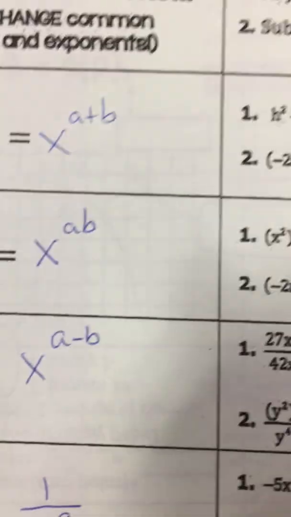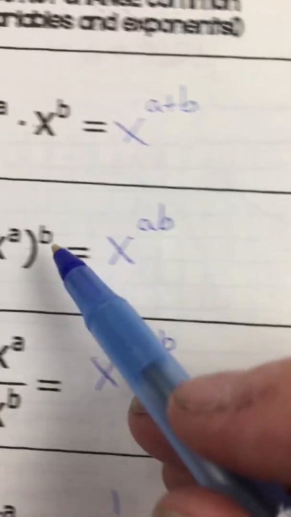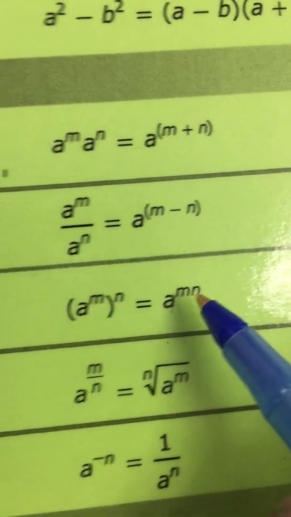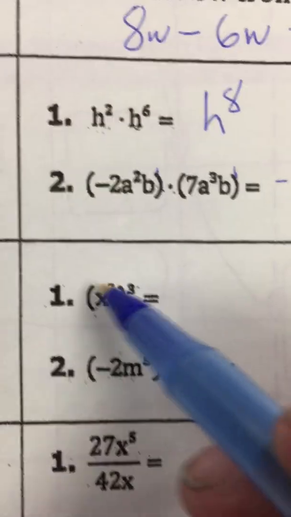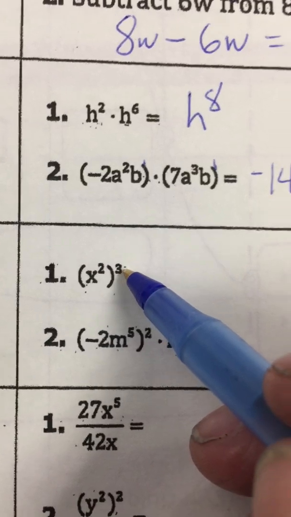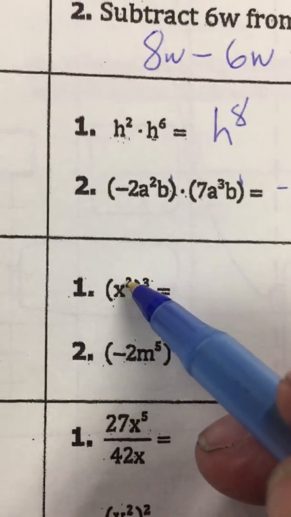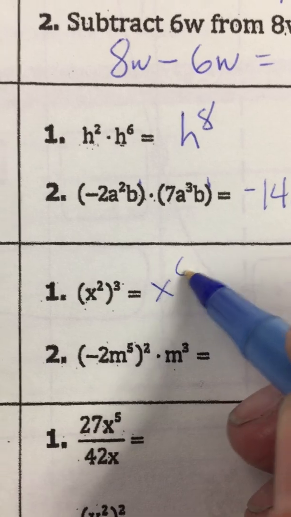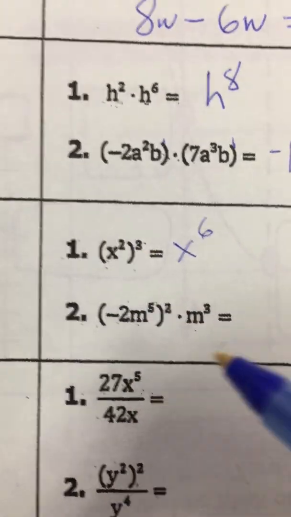All right, next set. This is using the power rule, right? And what do we do in the power rule? You multiply them. Okay, so here's my little power rule. I've got parentheses with an exponent outside of it. That's when I use the power rule. So 3 times 2 is x to the 6th. And that's the only one that's inside the parentheses.